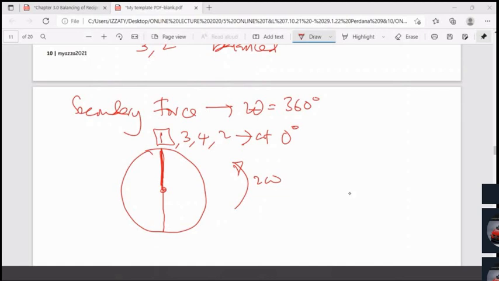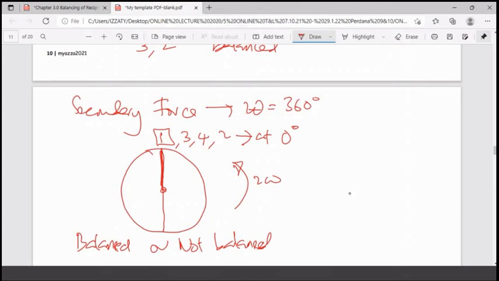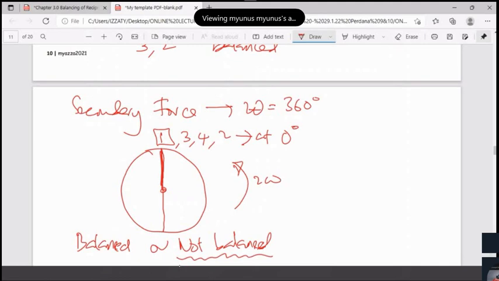So if you construct the polygon, now tell me, is it balanced or not? Anyone? Balanced or not balanced? It's not balanced. Why? Everything is pointing upward.